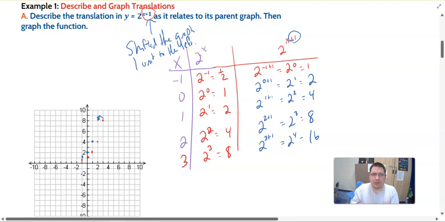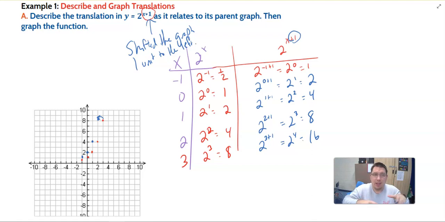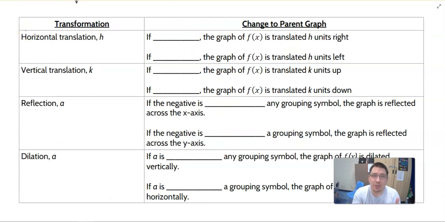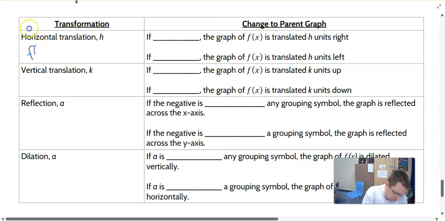And so we're going to scroll down here and look at the table towards the bottom of the notes. Go to the bottom of your notes and we're going to start filling out this table. So here's the table that's going to summarize everything that we're looking at with transformations. We're going to first look at horizontal translations because that's what we did in example 1a. In example 1a, we had our parent function of 2 to the x. That was those red dots that we put on the graph. But then we did 2 to the x plus 1.